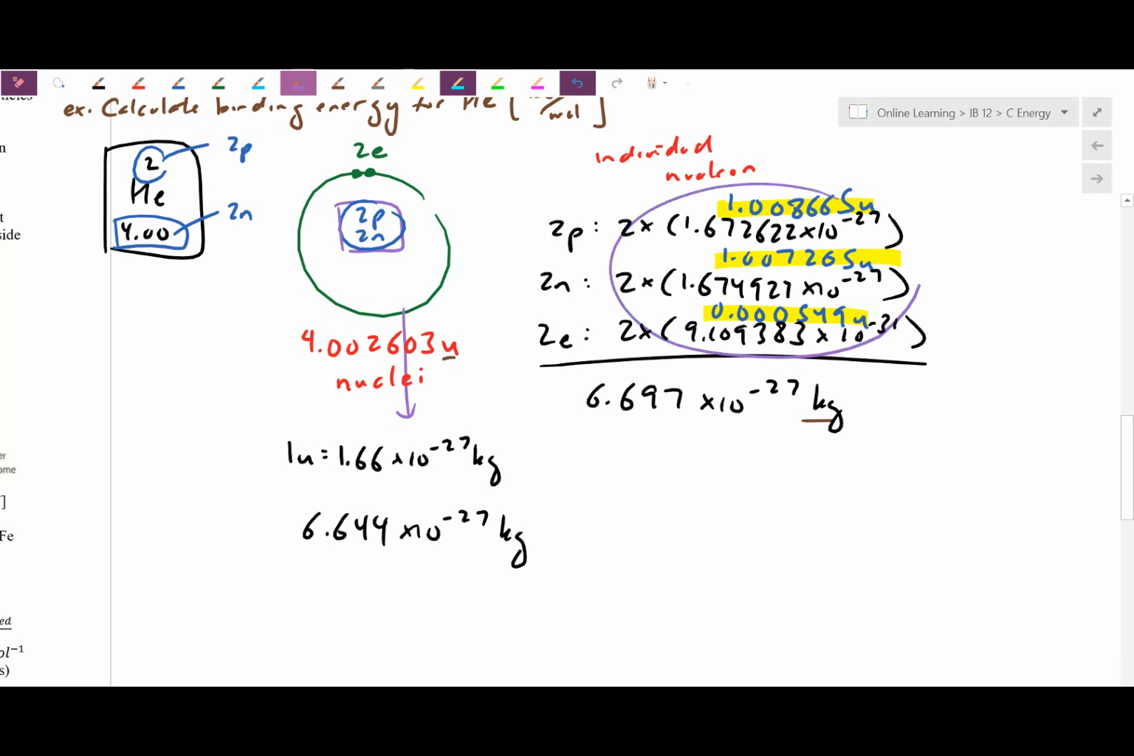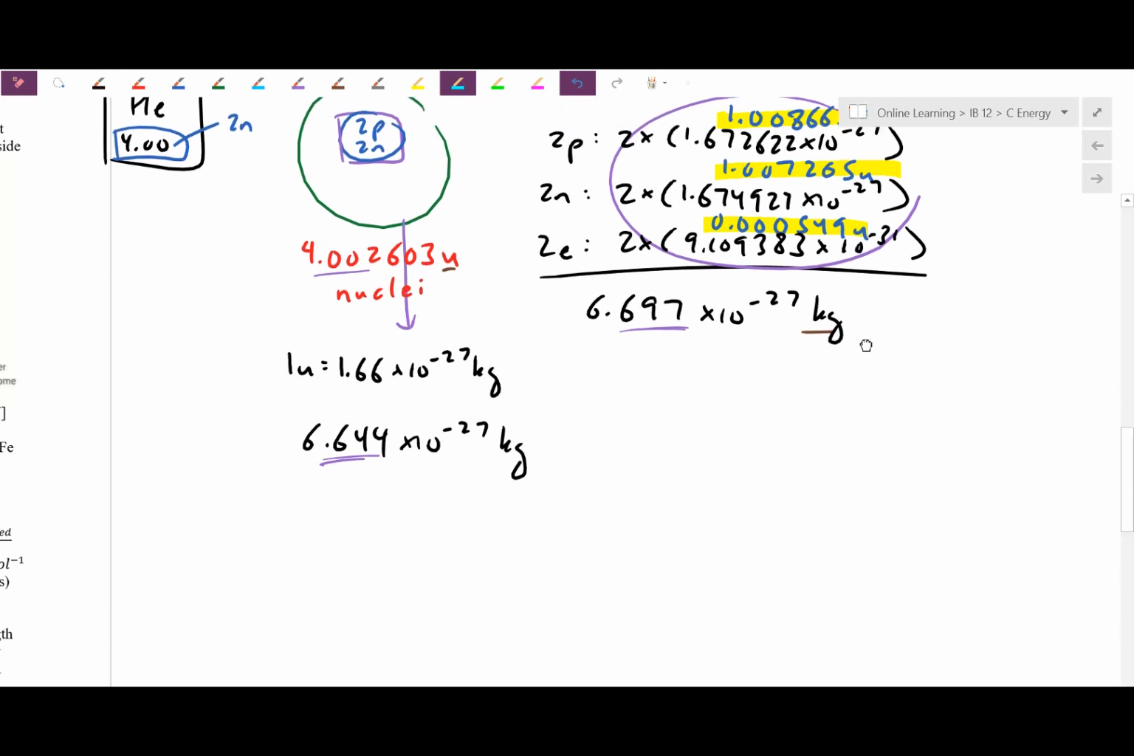In terms of U, you should have gotten 4.032. I'm going to do this as the next calculation, so 2958 U. In both cases, once you have the same unit, you're going to see the individual particles are ever so slightly a little bit higher than the nuclei itself. Even in kilograms, not by much, but it's enough to allow us to convert mass over into energy.